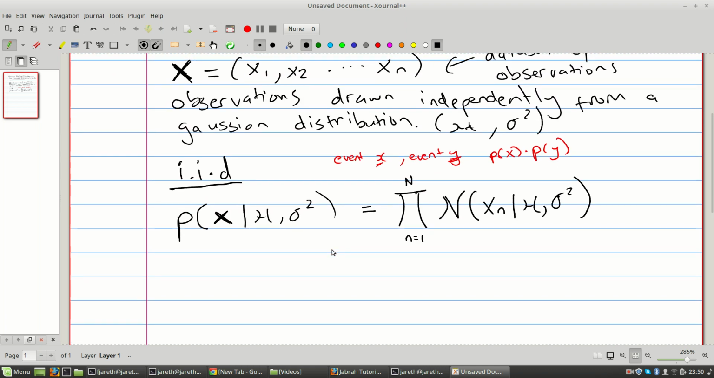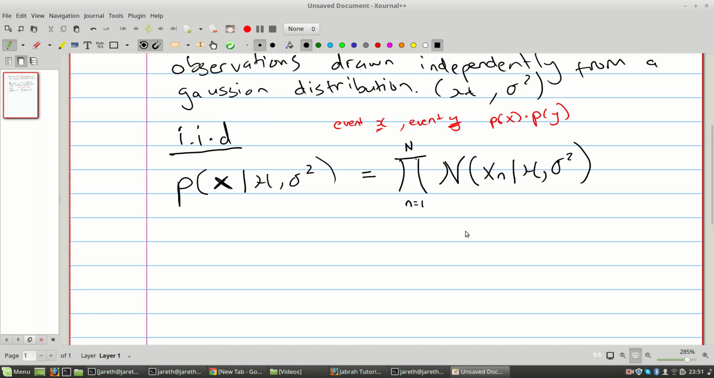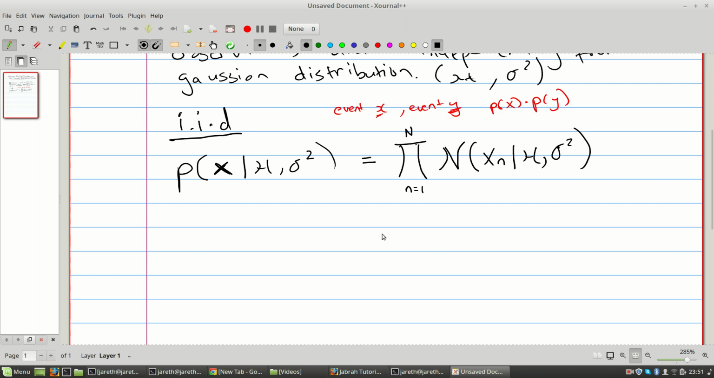Since we're saying they're actually drawn independently from a Gaussian distribution, we don't know what mu is, we don't know what sigma squared is, but we just compute the probability of each and every one of those things happening and multiply them by each other. How do we get the probability? Well, we use the probability density function that's represented here.